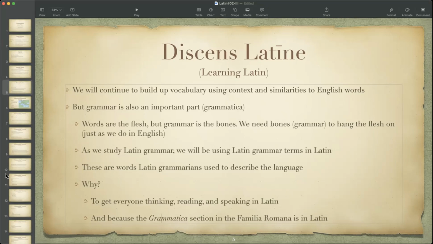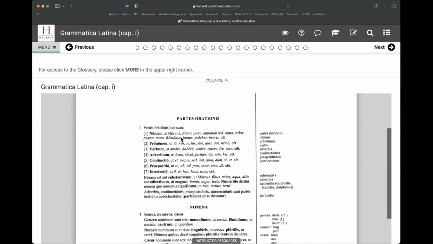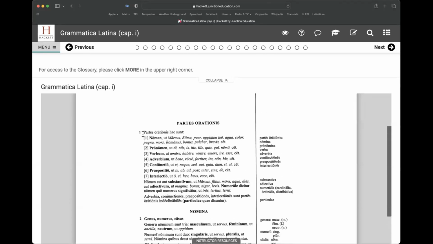In fact, let me grab that there. I warned everybody not to look. So let's see here. Let me zoom up. And let me do a new share. There we go. Yeah, this is the grammar section.